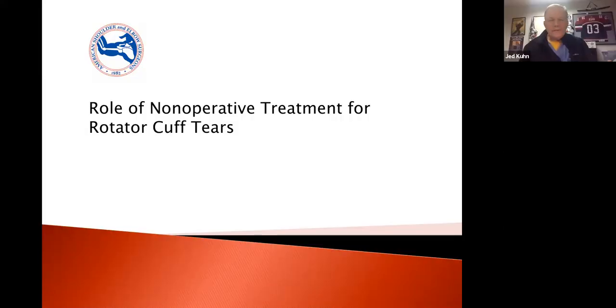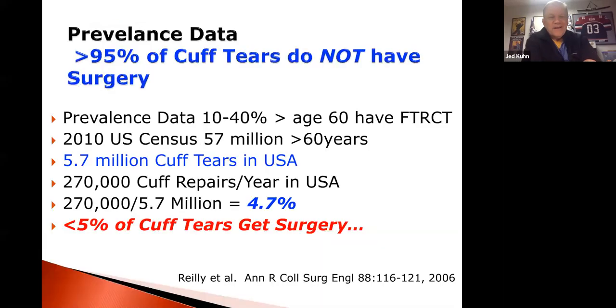All right, so I always get the short straw and get to talk about non-operative treatment for cuff tears. One of the points I wanted to make to you folks is rotator cuff disease is extremely common. There are a number of studies, and this was a systematic review at the bottom, that looked at the prevalence of full thickness rotator cuff tears in people over 60 using ultrasound, MRI, and cadaver studies. And it's somewhere between 10 and 40% of people over 60.